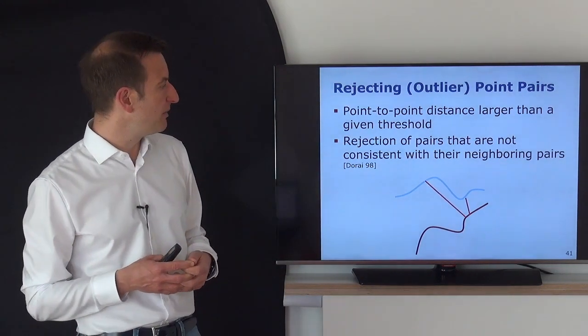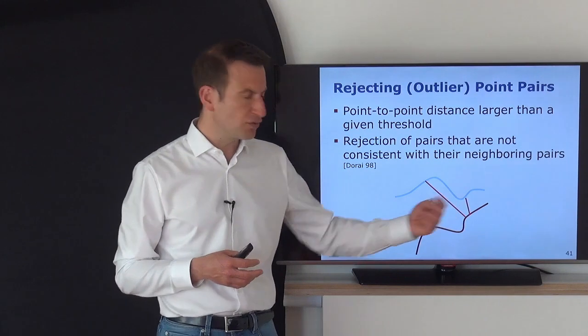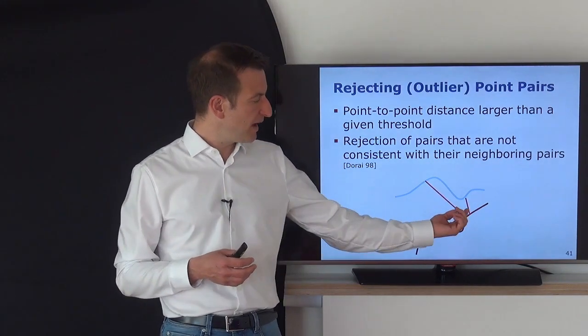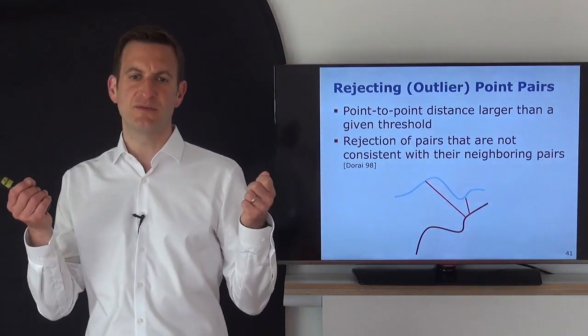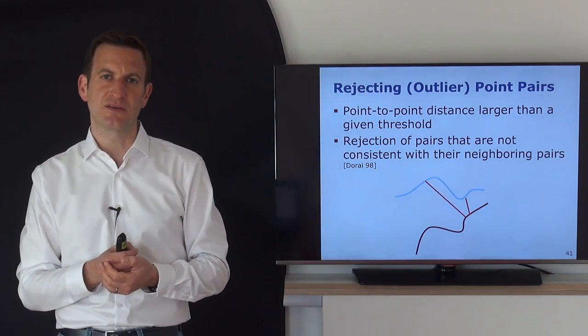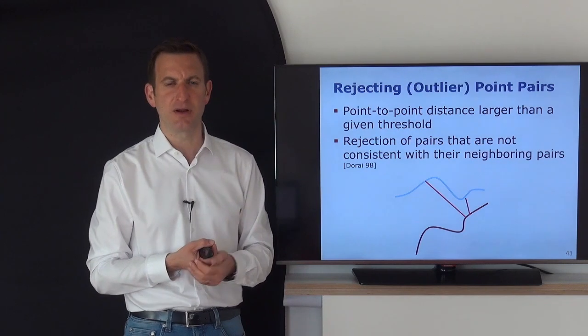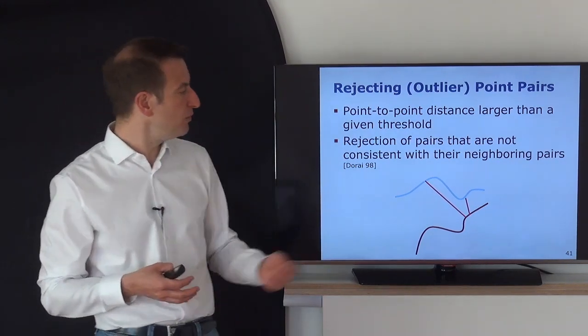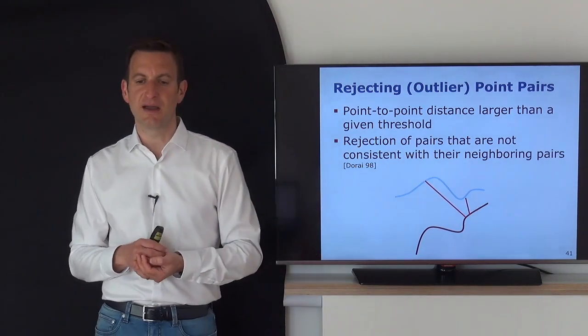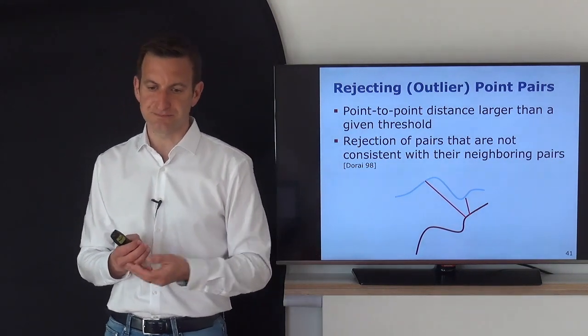The other thing one may take into account is compatibility. So do I have certain data associations where points which are nearby on the same surface are far away in the other scan? So it's a kind of local compatibility measure. This is typically, again, more computationally intensive to compute, but it can help you to identify wrong data associations.